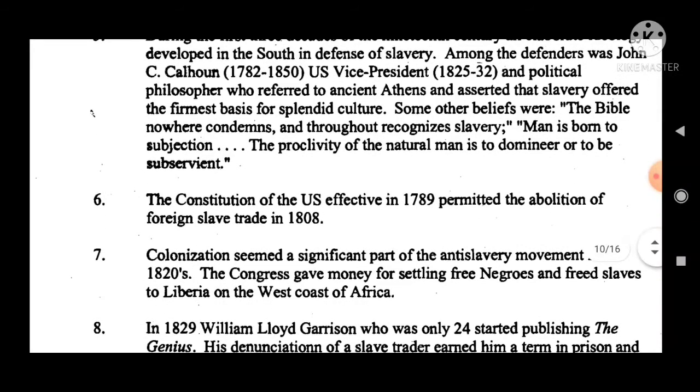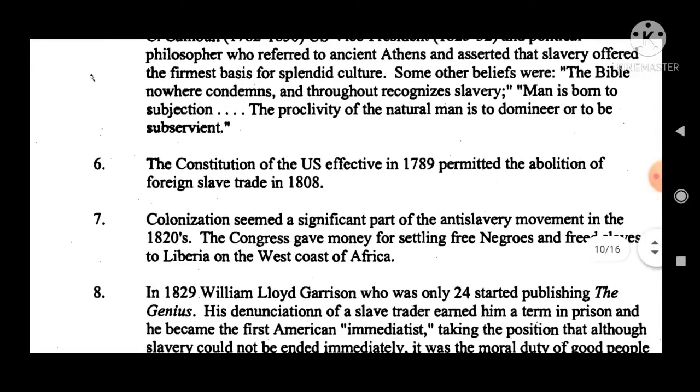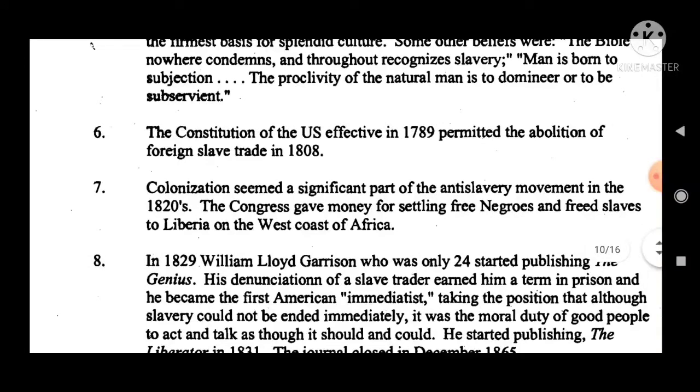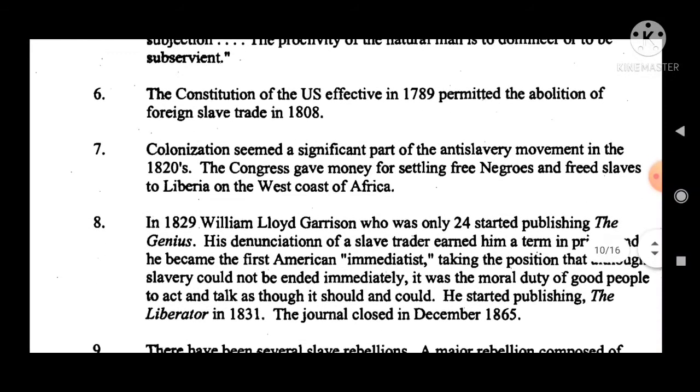Some other beliefs were that the Bible nowhere condemns and throughout recognizes slavery. Man is born to subjection. The proclivity of the natural man is to domineer or to be subservient. The Constitution of the U.S., effective in 1789, permitted the abolition of foreign slave trade in 1808.